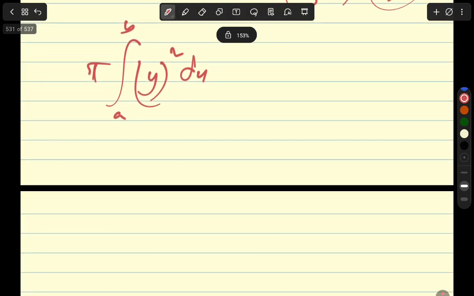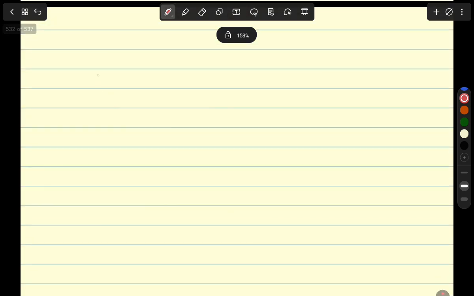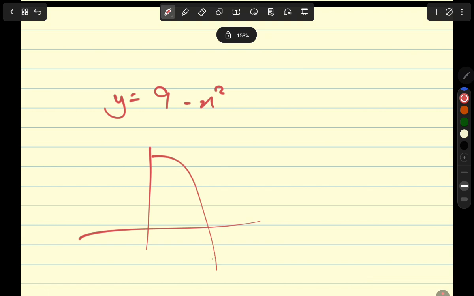Now suppose y is equal to 9 minus x squared. So you draw it like this. So this is 9 and 9, and y is equal to 5. There is another line, y is equal to 5, right? Now you have to rotate the region about the x-axis, right?